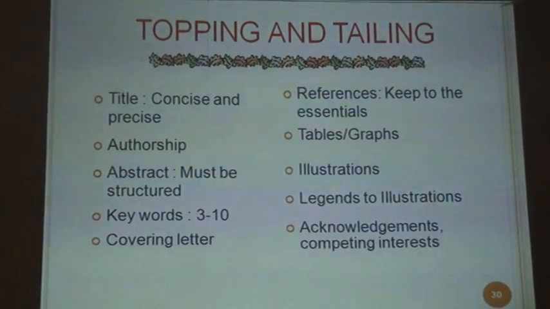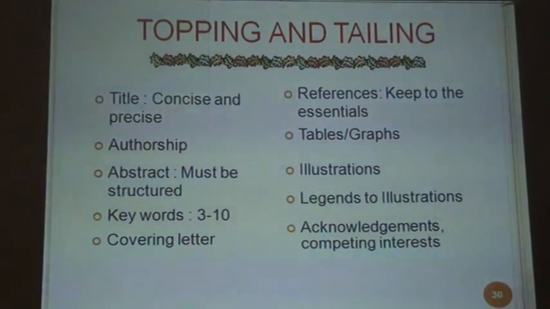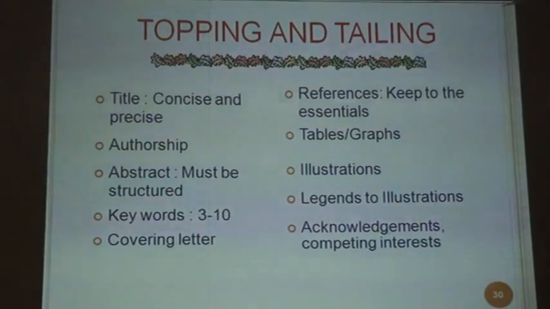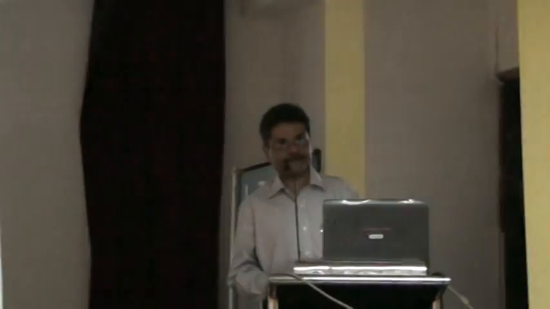But then, like a cake, after making the actual cake, we have to top and tail everything. So there is a title, which should be concise and precise. The authorship, I have said, and the abstract must be structured. The keywords should not be less than 3 or more than 10. There should be a covering letter. The references you should keep to the essentials, then the tables, graphs, illustrations and legends to the illustrations, and acknowledgements and competing interest. The conflict of interest should always be written in the scientific article.